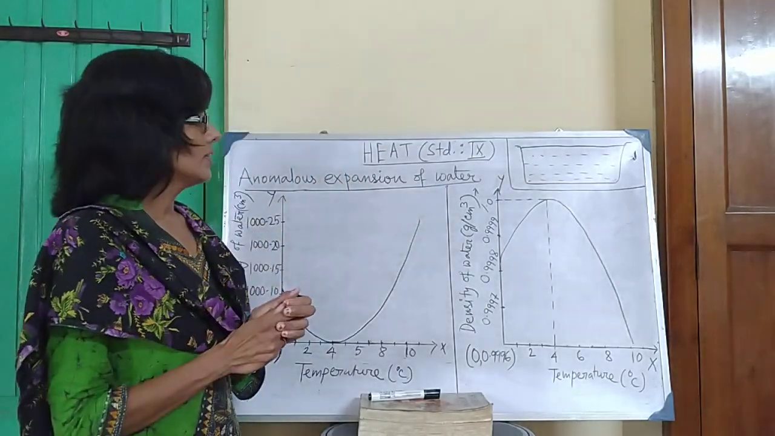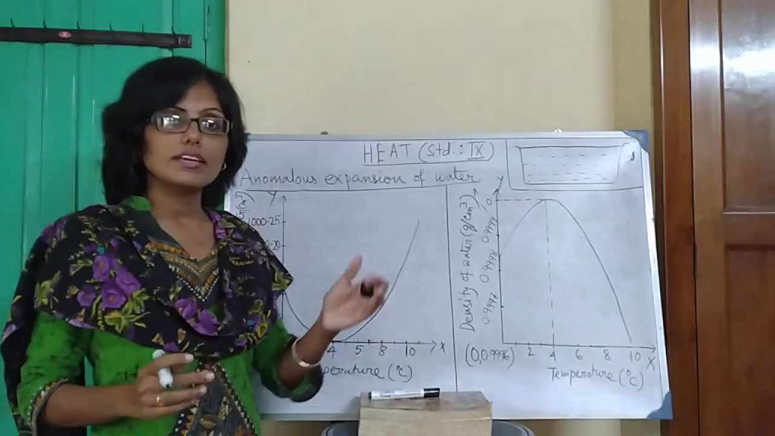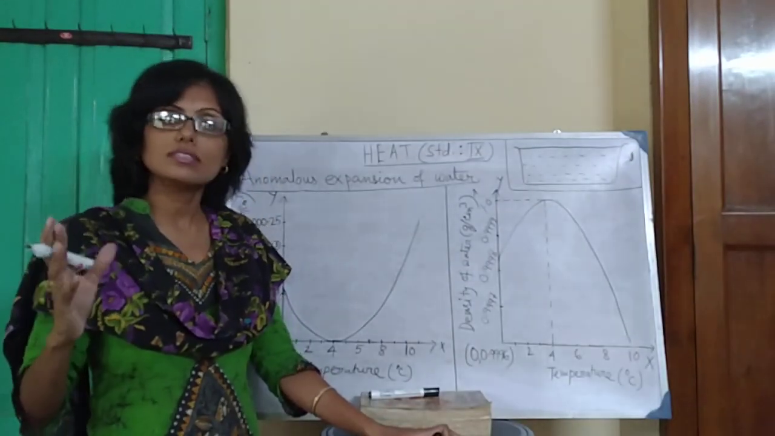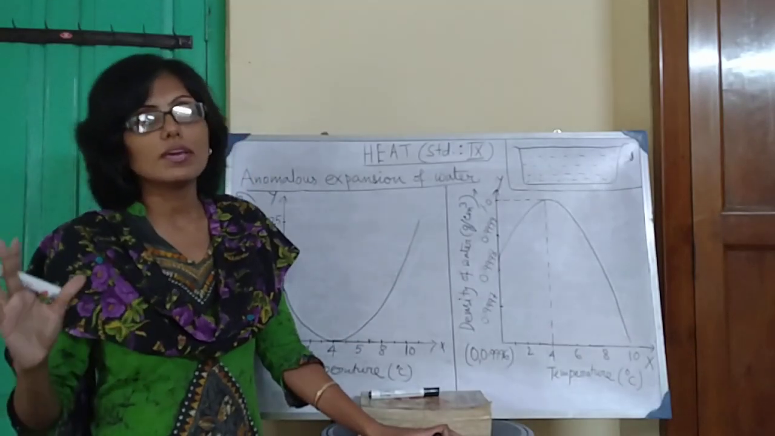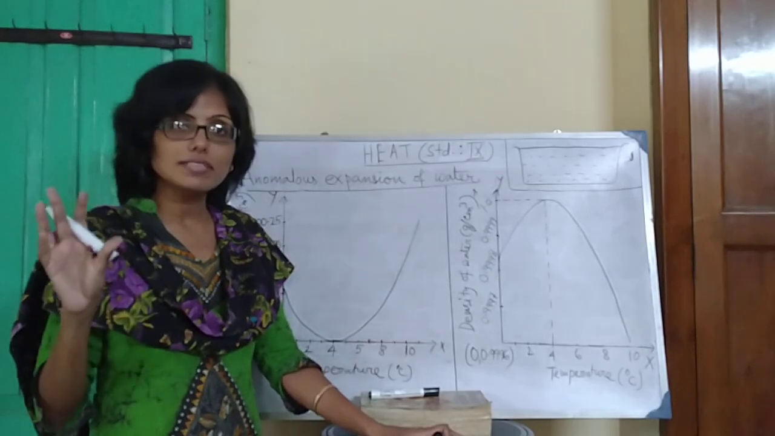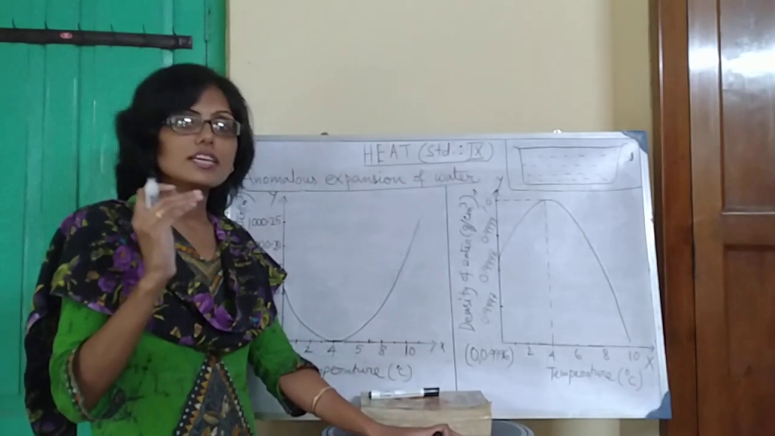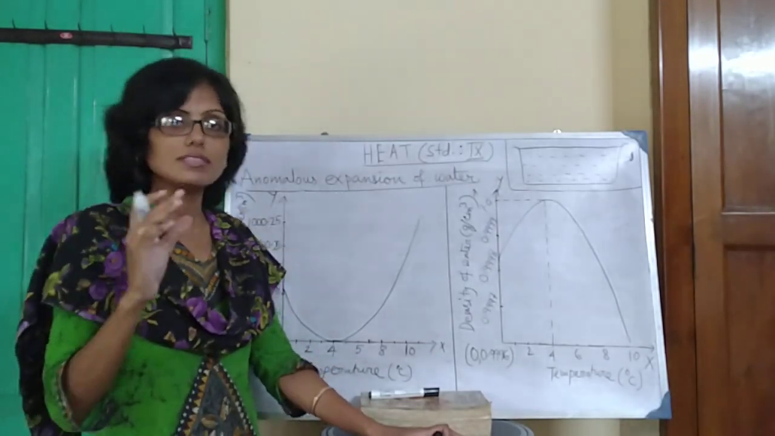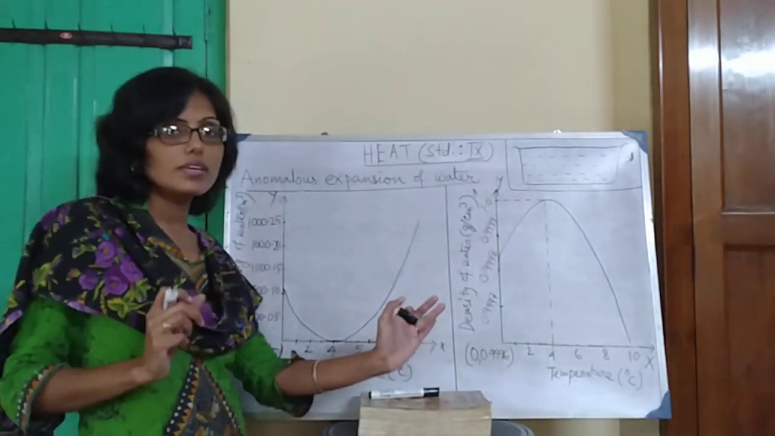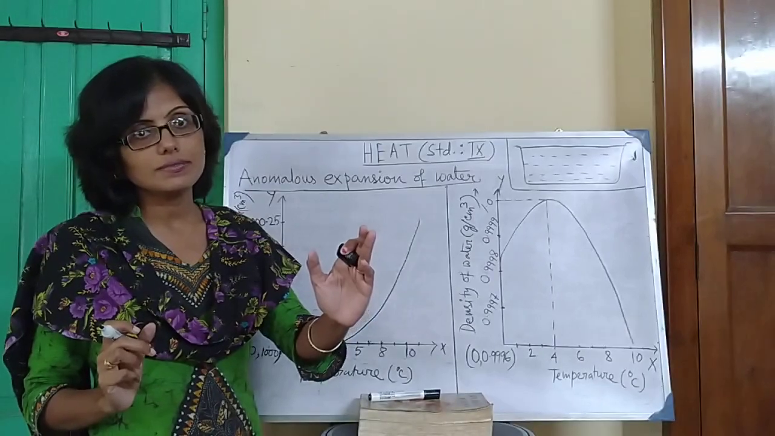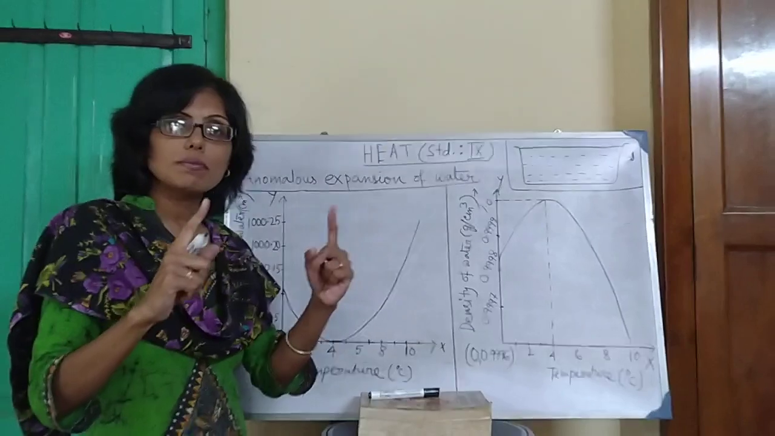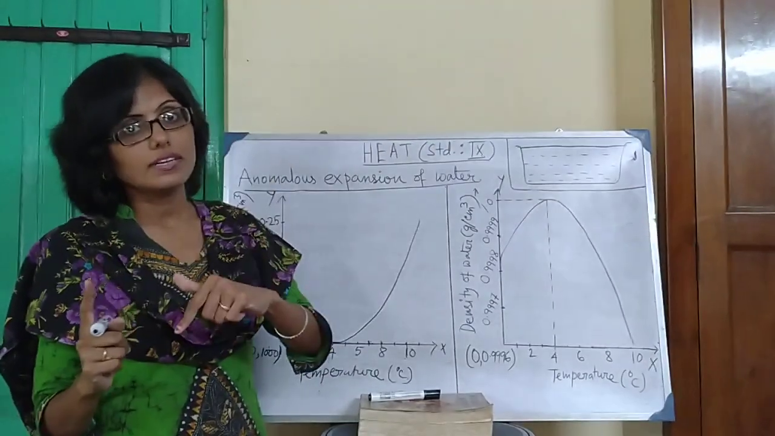We know that volume and density are inversely proportional to each other if the mass of the liquid is constant, because d is equal to m by v. M is mass, v is volume, and d is density. If m is constant, then d is proportional to 1 by v. So if temperature increases, volume increases, then if temperature increases, density decreases.